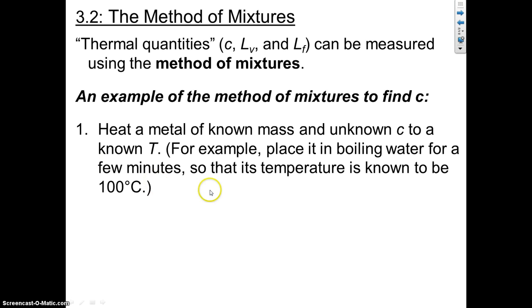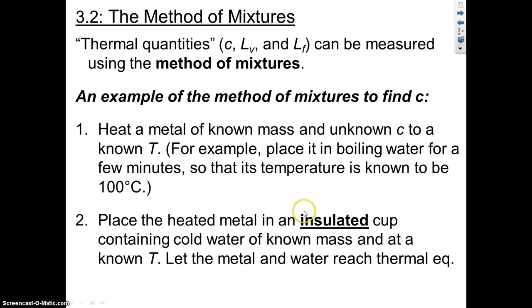Heat it to a known temperature. You could do this by heating up some water until it starts boiling, right? And once it's boiling, we know its temperature is 100 degrees. And then you place the metal into the boiling water for a few minutes so that they reach thermal equilibrium, such that the metal and the boiling water both have a T of 100 degrees.